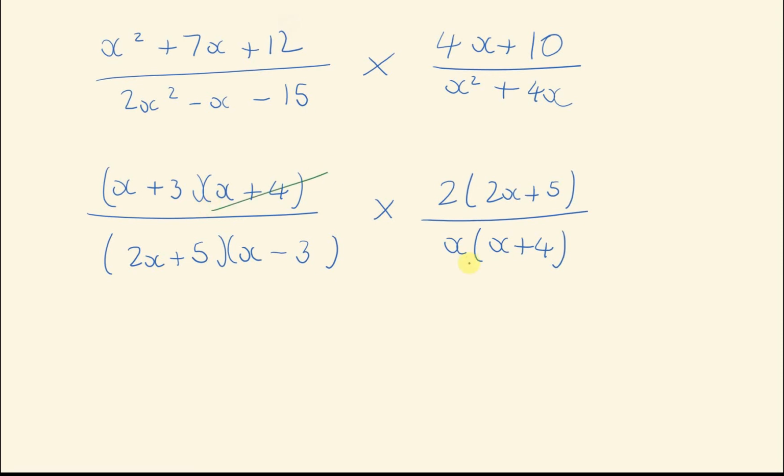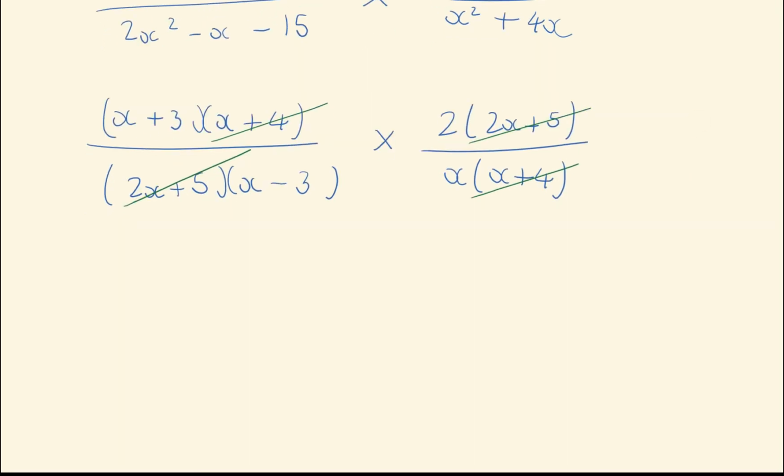I have a common factor of x plus 4, I have a common factor of 2x plus 5. And that's it, nothing else is the same. We then multiply together what's left. I've got 2 x plus 3 over x minus 3. And again, there's no reason to expand any of that unless you are explicitly asked to in a question. Otherwise, leave it like that. That is fine for an answer.